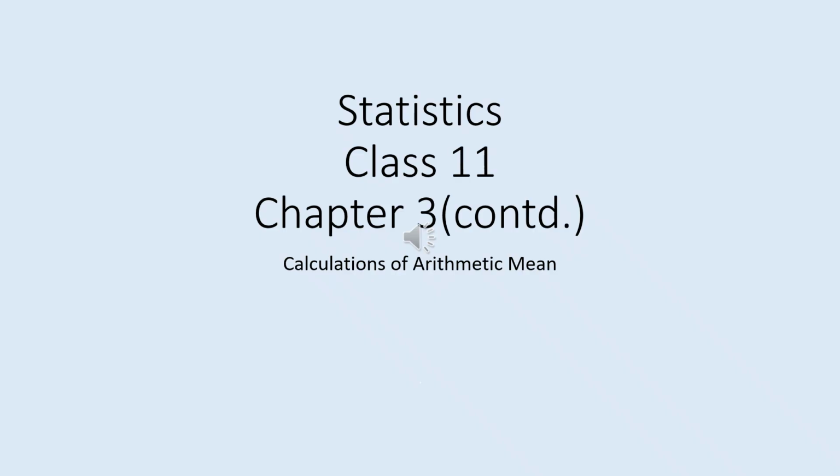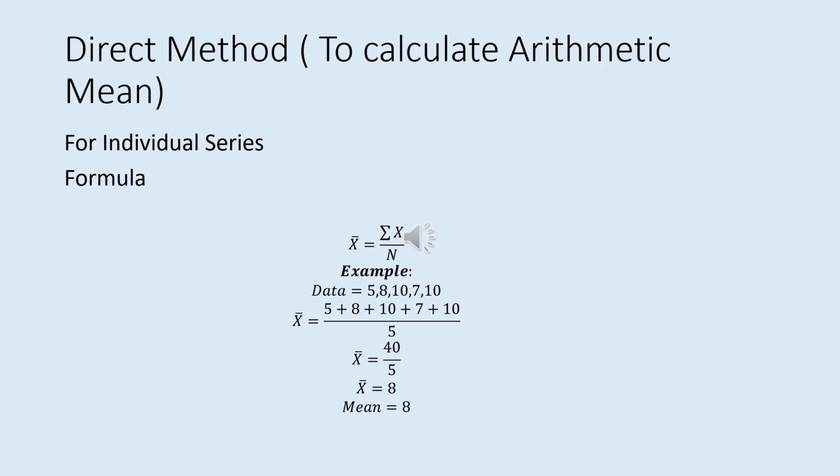In this chapter, we will be doing the calculations of arithmetic mean through different methods like the direct method, the assumed method, and the step deviation method. The direct method to calculate the arithmetic mean is done for the individual series first.